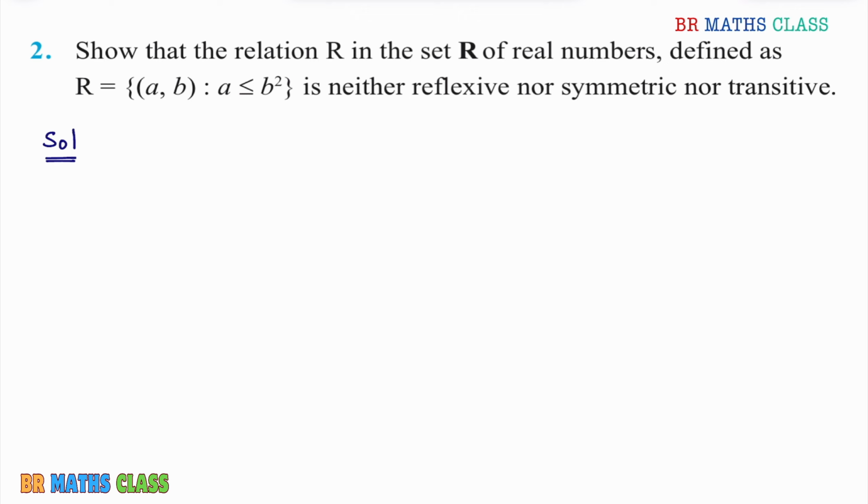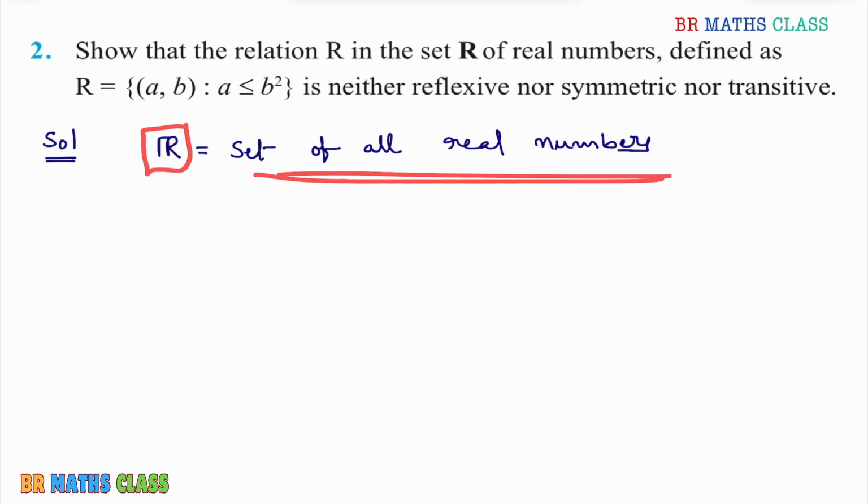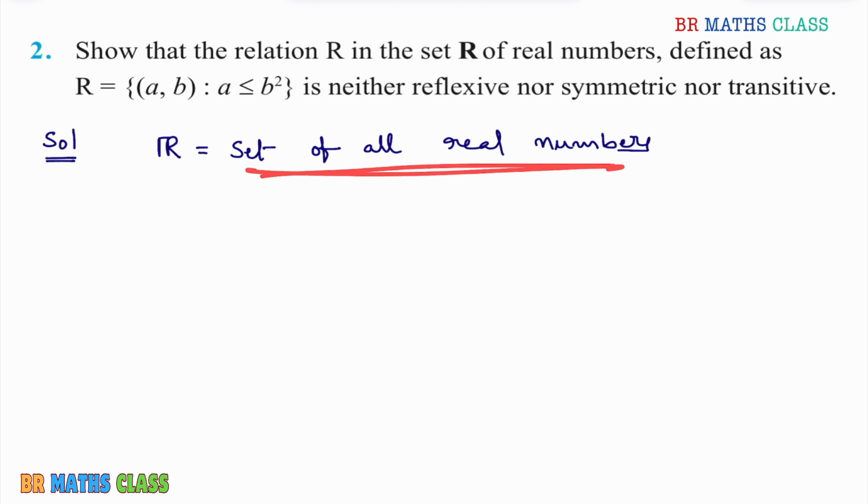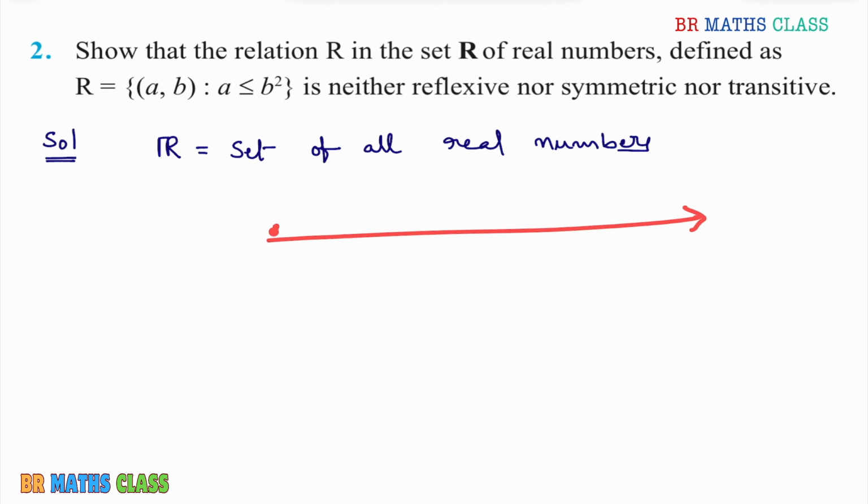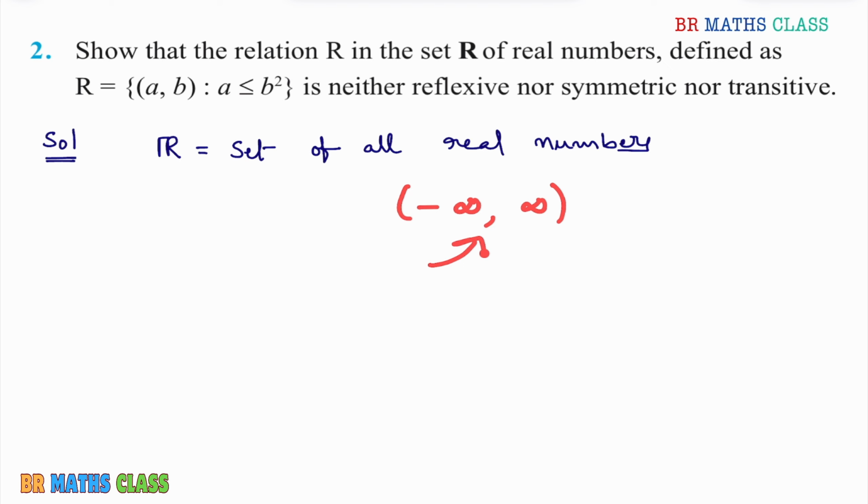First point is, this relation is on what set? This relation is on the set of all real numbers. They given R, and this R indicates the set of all real numbers. You know what real numbers are? Union of rational numbers and irrational numbers are known as real numbers. Or any number you can mark on the number line is known as a real number. In interval form we'll write real numbers like this: open interval minus infinity to plus infinity. You take any number between minus infinity and plus infinity, it is known as a real number.